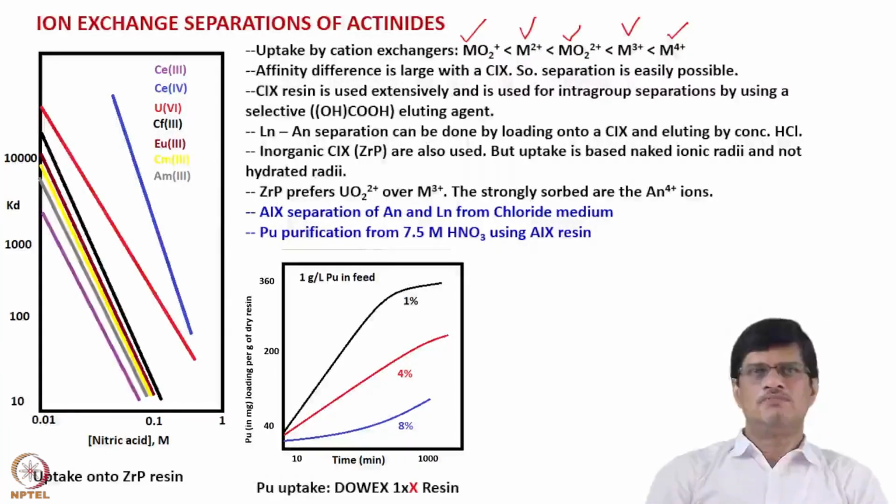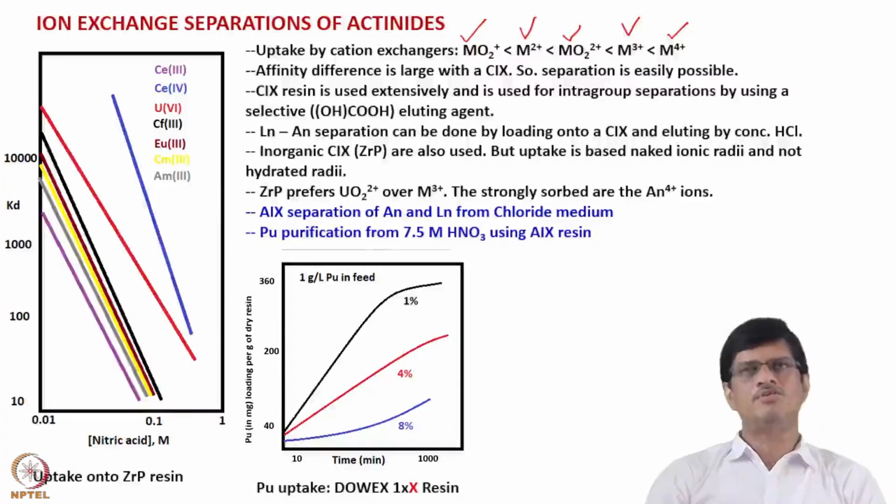Now, based on these cation exchange resins, the separation of actinides has been attempted. We have already given one example where this Dowex 50 cross 8 resin has been used for the intragroup separation of lanthanides and actinides, where complexing agents like alpha hydroxy isobutyric acid have been used as the eluting agent.